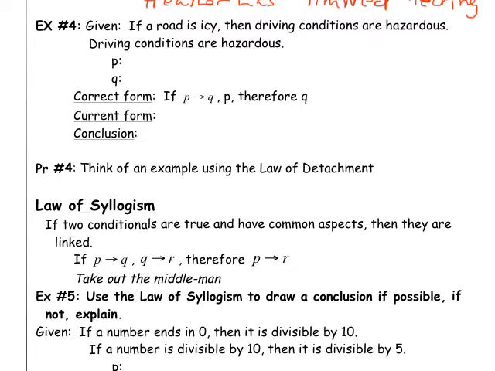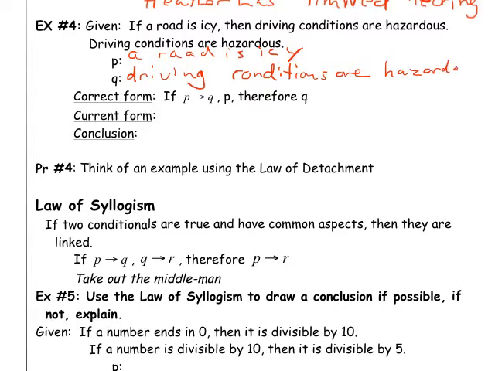It says, if a road is icy, then driving conditions are hazardous. Driving conditions are hazardous. Okay, well, let's write what we have. A road is icy would be my hypothesis. And driving conditions are hazardous, that would be my conclusion. And let's see, the correct form says, like we said before, if P, then Q, specific P, therefore specific Q. Okay, well, the current form. We do have an if P then Q.